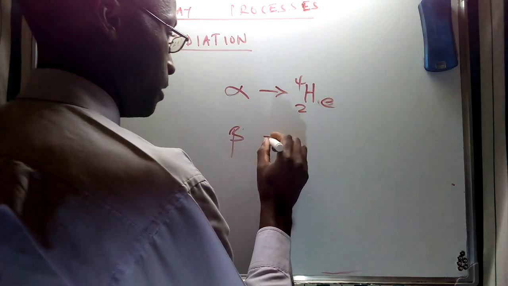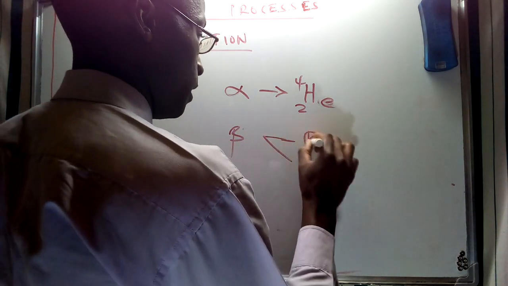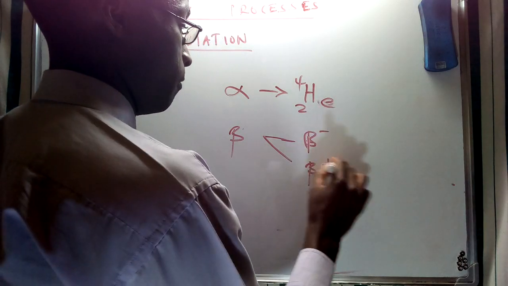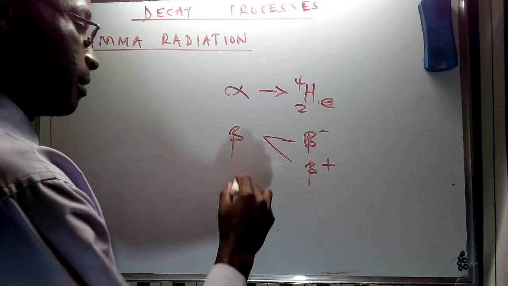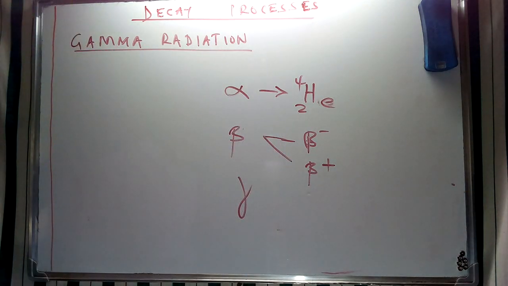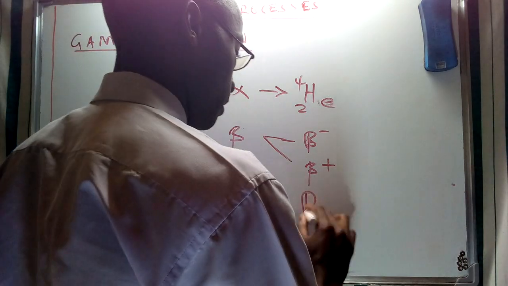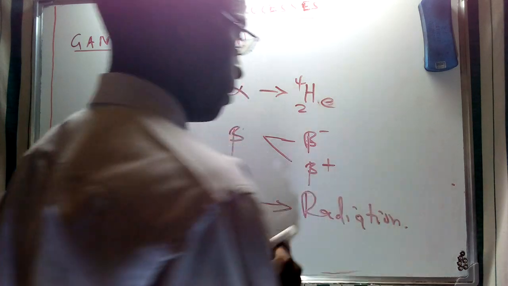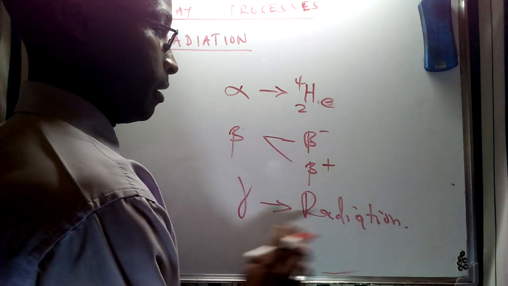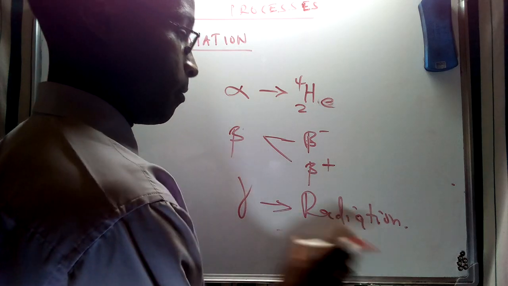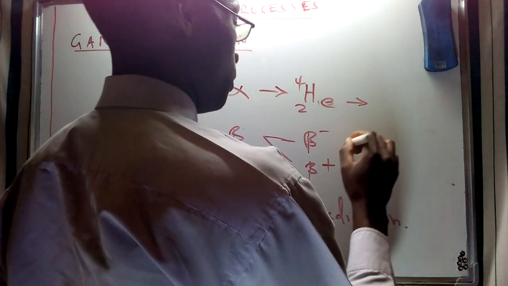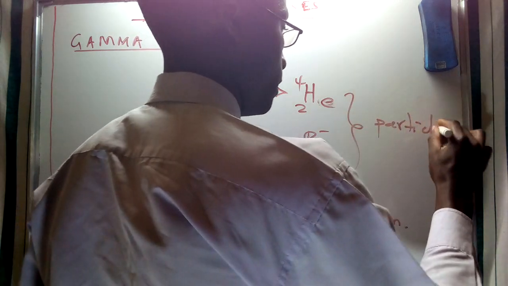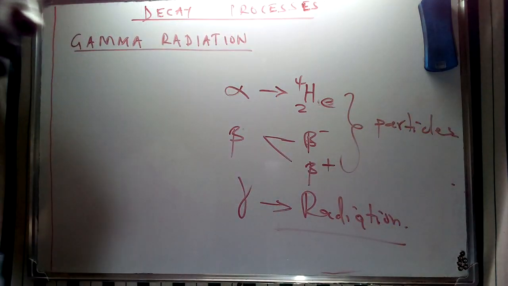We also added the beta radiation, and mentioned that for beta we have two different types of beta decay: beta positive and beta negative respectively. And the last one we're going to look at is gamma, which is a form of electromagnetic radiation that displays very high penetrating power and is a form of energy. In contrast to the first two, which are particles, the last one is a form of electromagnetic radiation.